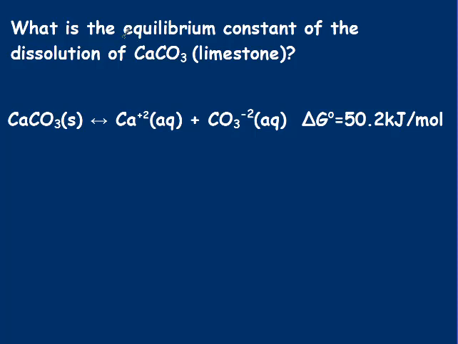So this one, we're just looking for the equilibrium constant. And to make it much easier, I've already given you the delta G. Notice that it says that we're at delta G naught. That always means that we're at 1 atm and 25 degrees Celsius. So the temperature is 25. Go ahead and pause the video and try this one on your own. Restart when you have your equilibrium constant.